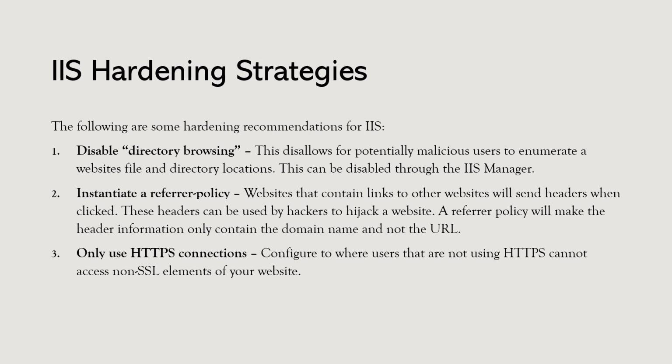Now we have a couple of IIS hardening strategies. The first is to disable directory browsing, which is basically where, through use of hyperlinks, you're able to see the directory structure of a website. So disabling this prevents potentially malicious users from finding information about a website's file and directory locations, and it can be disabled through the IIS manager.